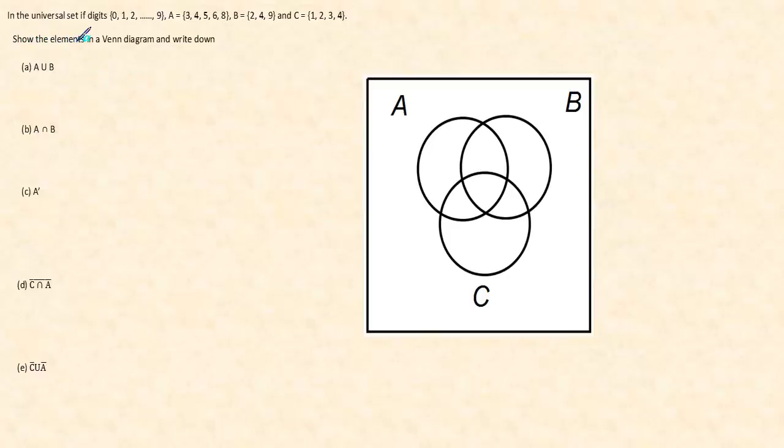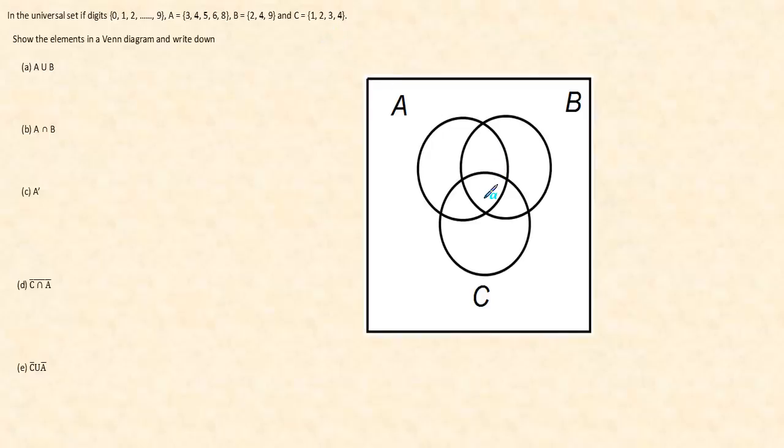In the universal set, which contains the digits from 0 to 9, A is this set, B is this set, C is this set. So what we're looking to do here is fill in the Venn diagram. Now 3, 4, 5, 6, 7, 8, there's an overlap with the 4 here and with the 4 here.